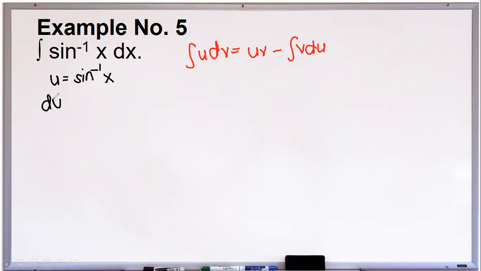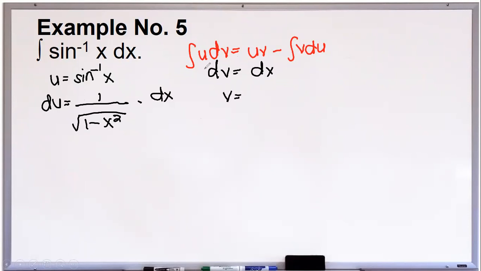So, derivative, kunin natin ang derivative. Ano nga ulit yun? That's 1 over square root of 1 minus x squared times dx. Tama ba? Yes. Kasi yun yung formula. Okay, then the derivative of v, which is equal to dx.